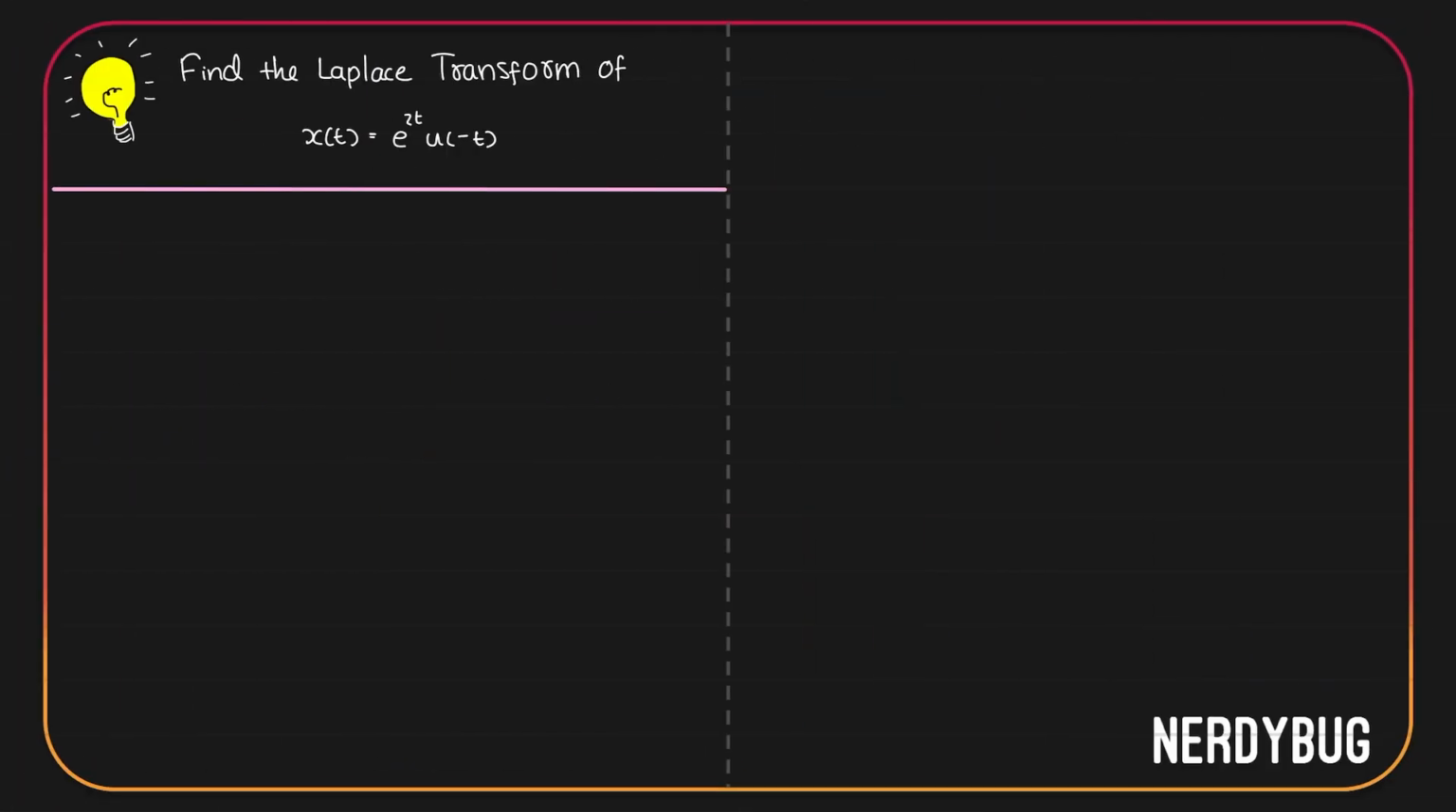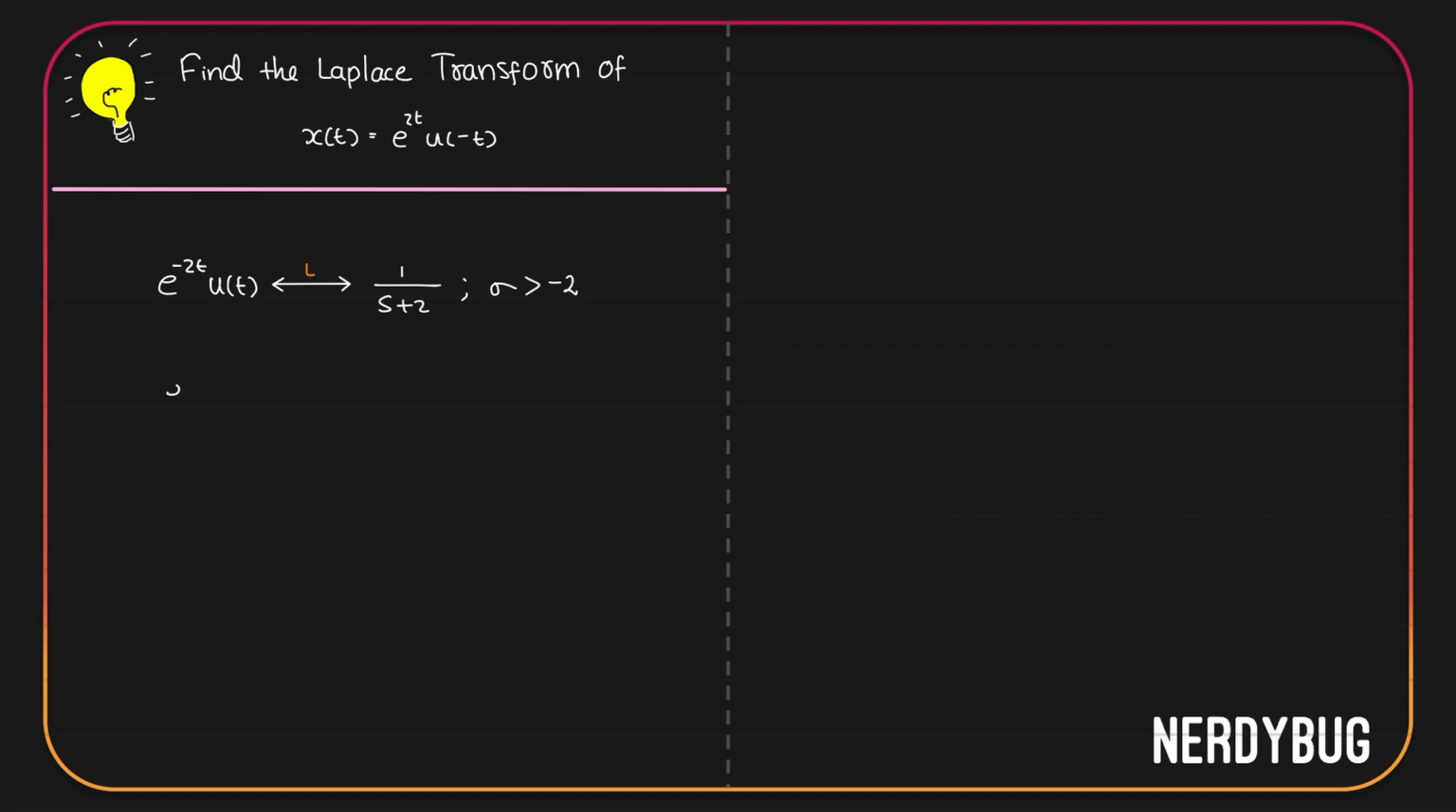Let us solve a problem. We have to find the Laplace transform of x of t, which is e raised to 2t u of minus t. We already know the Laplace transform of e raised to minus 2t u of t. It is 1 by s plus 2, and sigma is greater than minus 2.